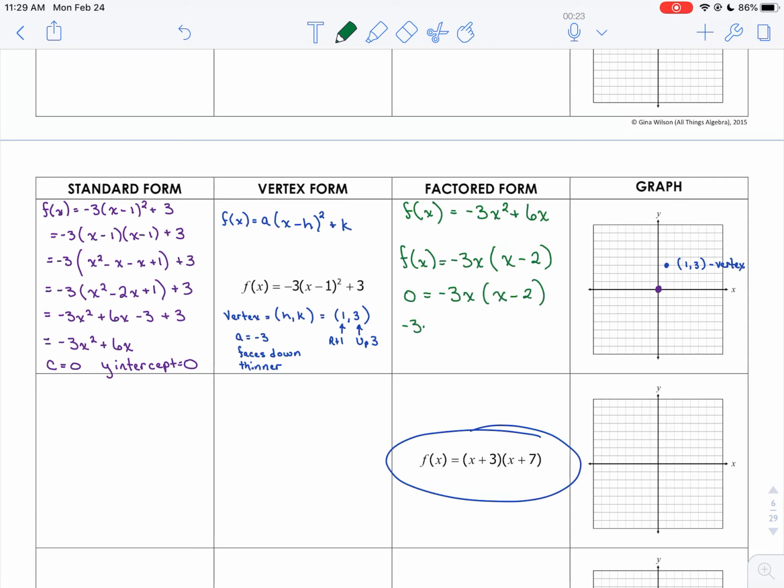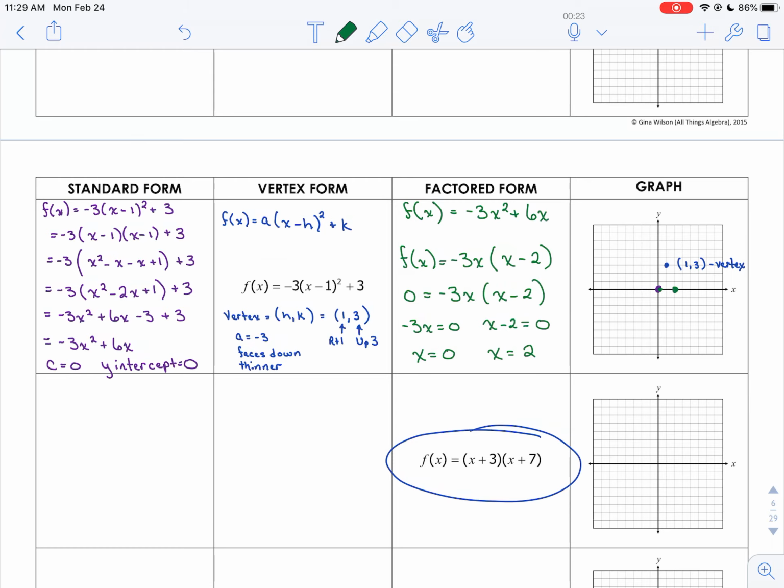So I've got -3x equals 0, and x minus 2 equals 0, and I'm solving each of those equations. For this one, if I divide by -3, x is still just equal to 0. And for this one, if I add 2 to both sides, x equals +2. So I have an x-intercept of 0, which is already plotted there, because that happened to be my y-intercept as well, and an x-intercept of +2.